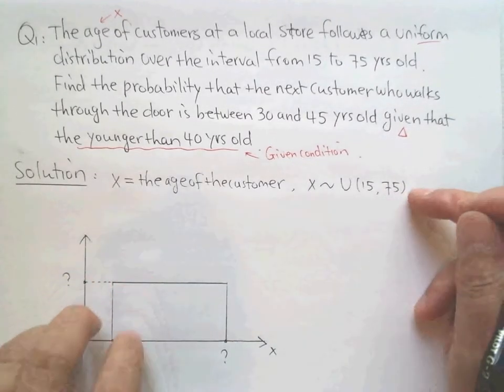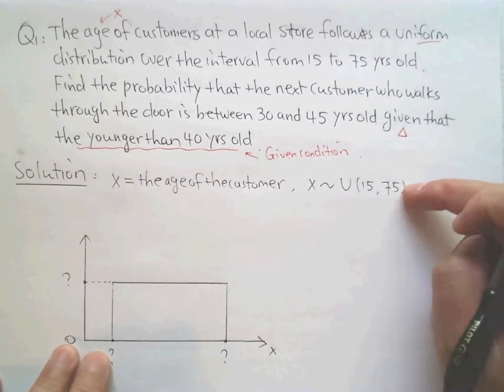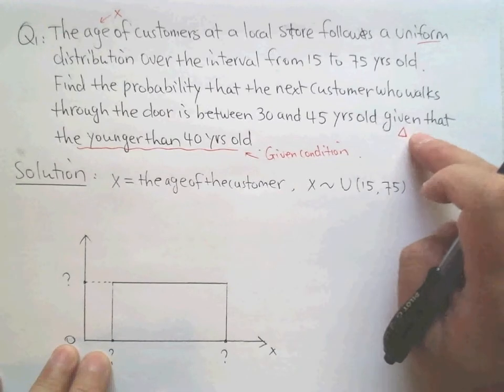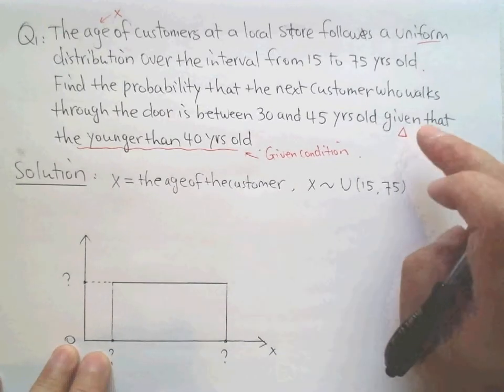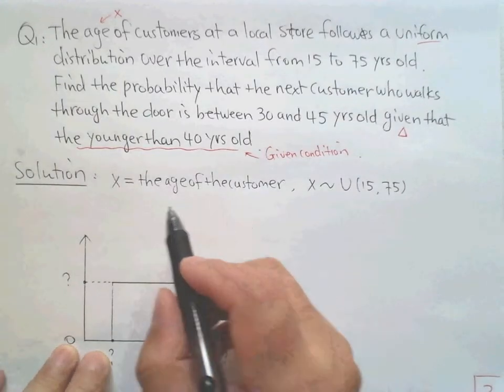This is the original distribution. Be careful, we don't need to use this distribution because we need to use the what? The conditional distribution, okay? And now let's look at the questions.